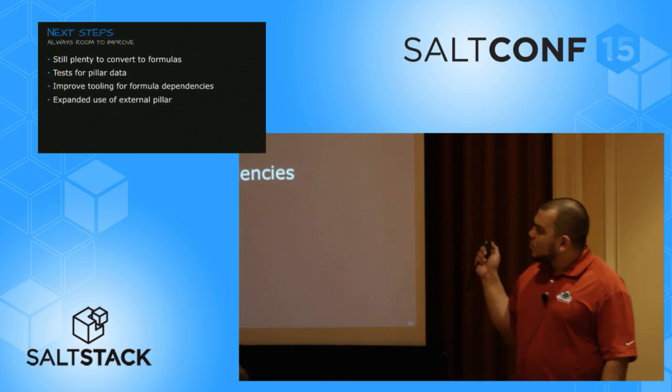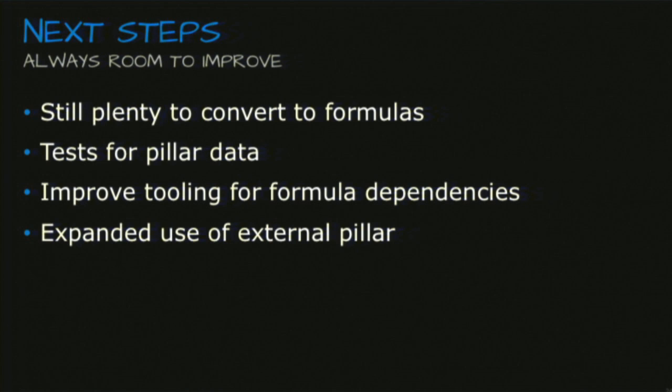And so we have some next steps. It's by no means a perfect system. There's always room to improve. We could probably work on this forever and never feel that we're finished. There's still plenty of code to convert over to formulas. Even in this large project, there are still some states in that monolithic salt repo. It's not been completely purged into pillar data.